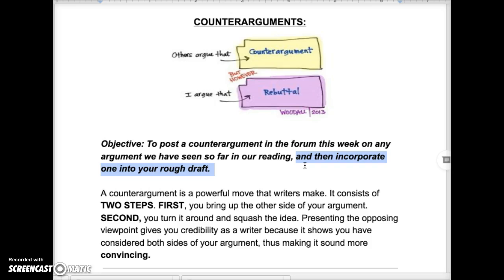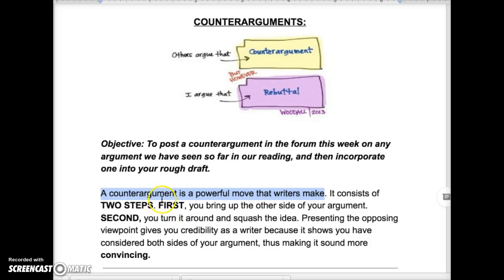You might remember what a counterargument is because you've been exposed to it last week when you read about different types of evidence and the purpose for using evidence. So one purpose is to provide a counterargument. So what is a counterargument? It is a powerful move that writers make, and speakers actually, in debates. It's a persuasive move, okay? And it consists usually of two steps.